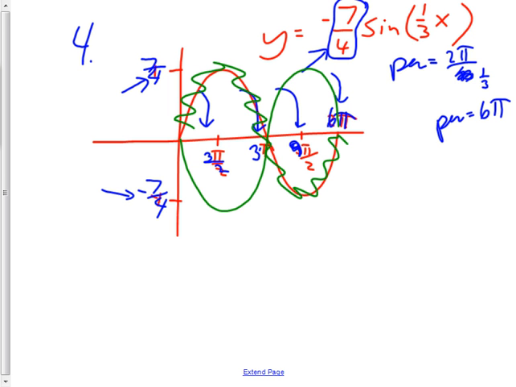That's about as hard as they get. Okay, that's like as hard as you'd see on a test. On the actual equation here, it's negative 7/4 sine x over 3. And I changed it to 1/3 x. So that's what I'd do if I were you. Because x over 3 means 1/3 x.